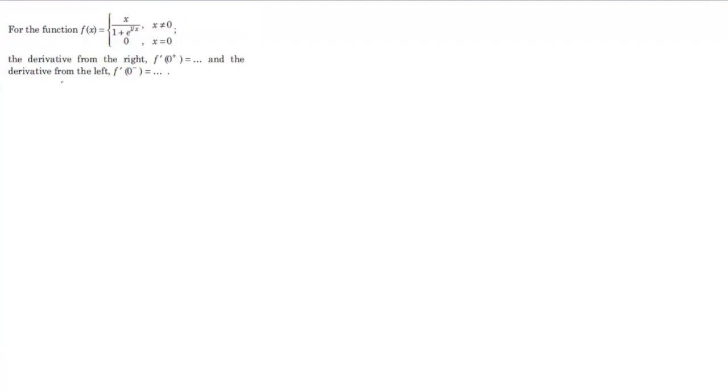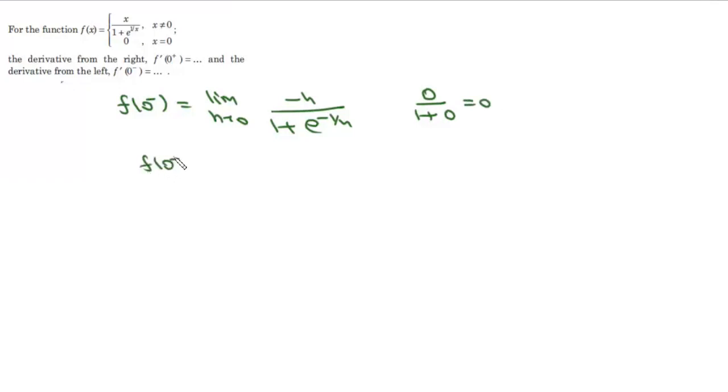Now here the question is, for this function, we need to find its left hand derivative and right hand derivative. Now we have to check its continuity. Now f(0-) will be this limit h tends to 0, now this is minus h upon 1 plus e to the power minus 1 by h. We'll check its form. So this is 0 upon 1 plus 0, as e to the power minus infinity is 0. So this is 0, and f(0+) will be this limit h tends to 0 of h upon 1 plus e to the power 1 by h. Now this is 0 upon infinity, which is again 0. And it is given that f(0) is 0. So it is continuous at x equals 0.